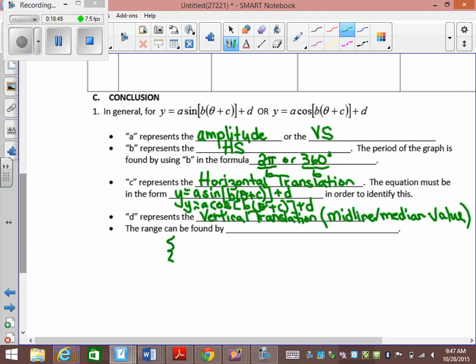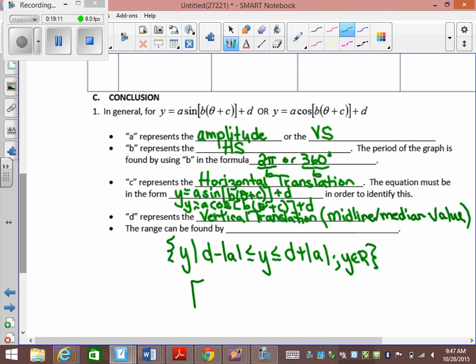You can go y such that d minus the absolute value of a, because that's going to give me my min, is less than or equal to y is less than or equal to d plus the absolute value of a. Or, in interval notation, d minus the absolute value of a, comma, d plus the absolute value of a.